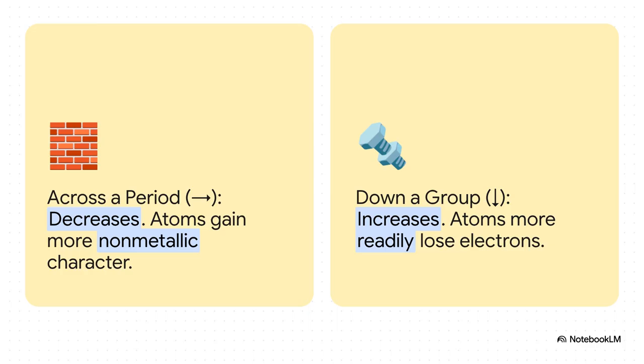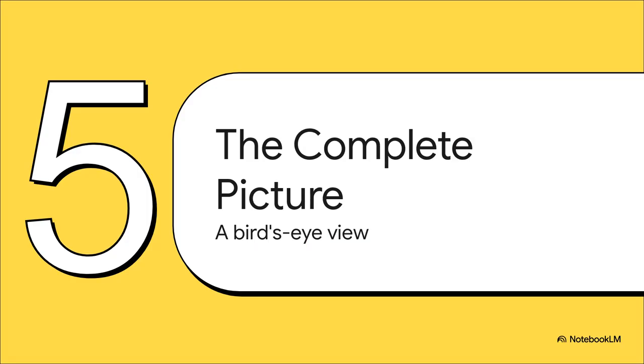But as you go down the map, the atoms get bigger and they lose those outer electrons really easily, so they become more metallic. See? It's all connected. All right, we've hiked through all these individual trails on our map. We've checked out all the landmarks. We've seen how size, strength, and this whole game of giving and taking electrons, how it all changes in really predictable ways. So now it's time to pull back, zoom out, and take a look at the whole complete map.